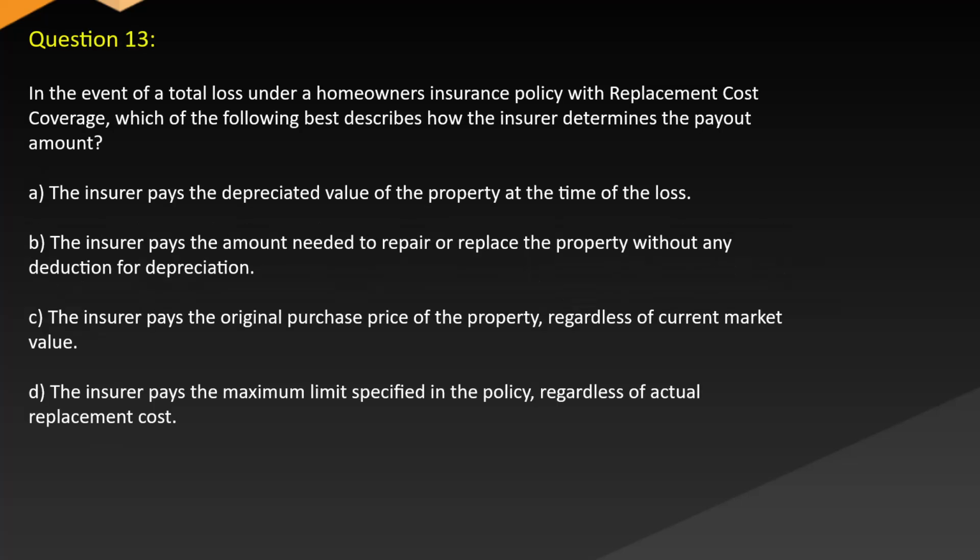Question 13. In the event of a total loss under a homeowner's insurance policy with replacement cost coverage, which of the following best describes how the insurer determines the payout amount? A. The insurer pays the depreciated value of the property at the time of the loss. B. The insurer pays the amount needed to repair or replace the property without any deduction for depreciation. C. The insurer pays the original purchase price of the property, regardless of current market value. D. The insurer pays the maximum limit specified in the policy, regardless of actual replacement cost.